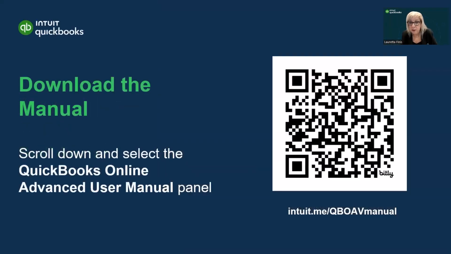Now, what I want to do is just sit on this for a little while, because what I'd like you to do is take the QR code, and what you'll find is it'll take you to an area called Getting Started Hub, where you can scroll down and select the QBO Advanced User Manual. So the QuickBooks Online Advanced User Manual will be found in that Getting Started Hub. Just scroll down. So I'll just sit on here for a few minutes.